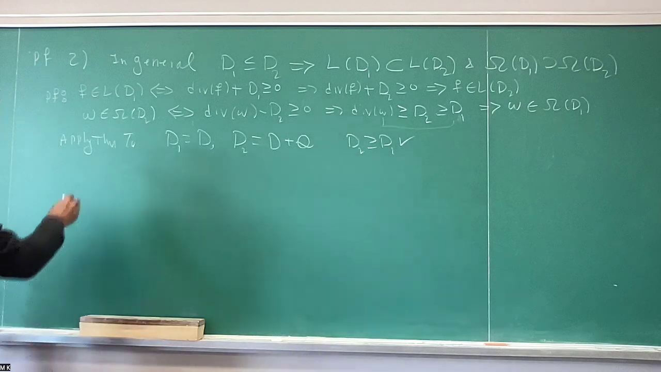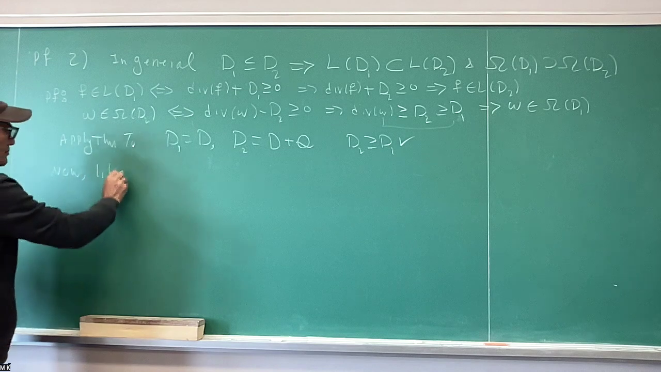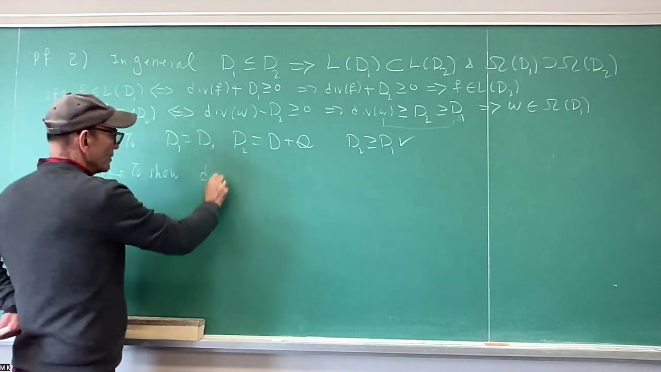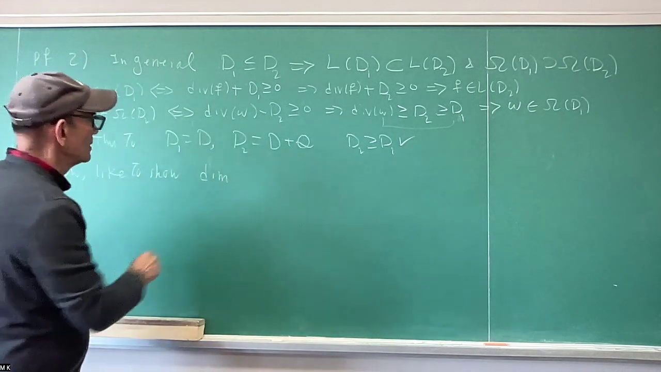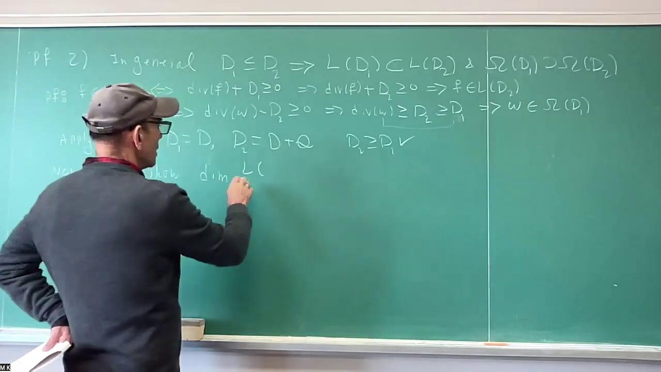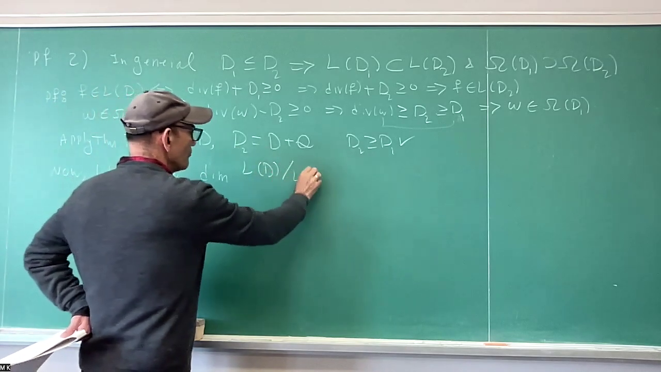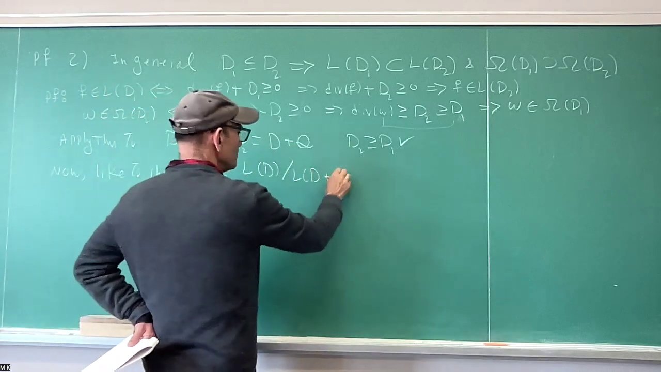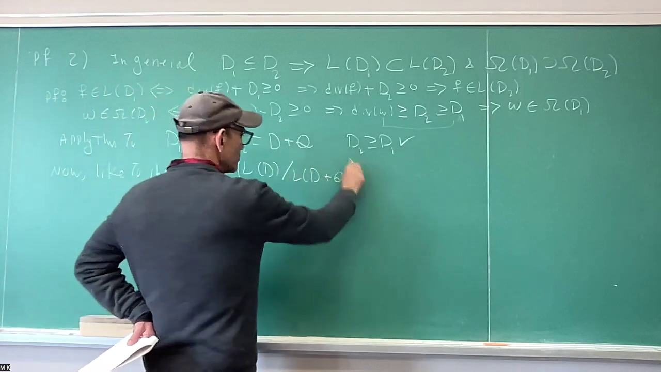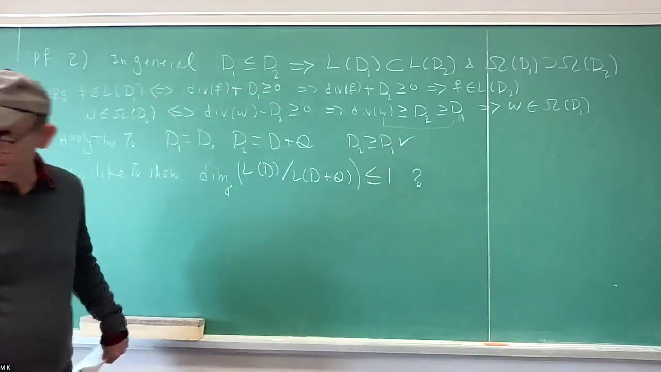Now what we want to show is that the dimension of the quotient space, namely L of D plus Q divided by L of D, over C, this vector space has dimension less than or equal to 1. Why is that?